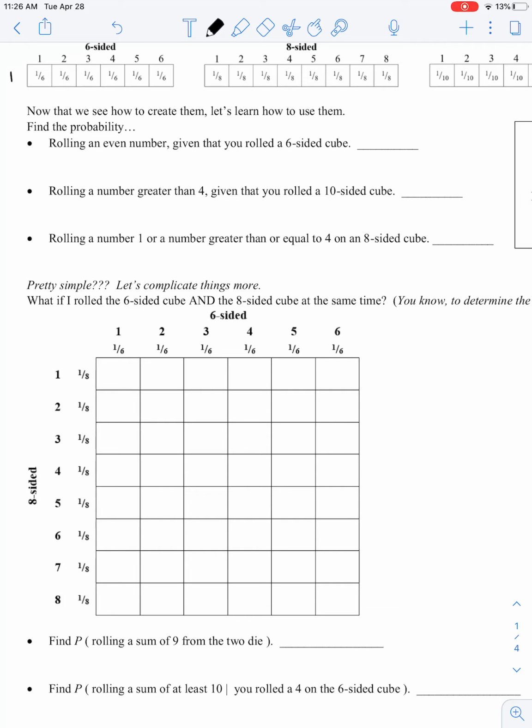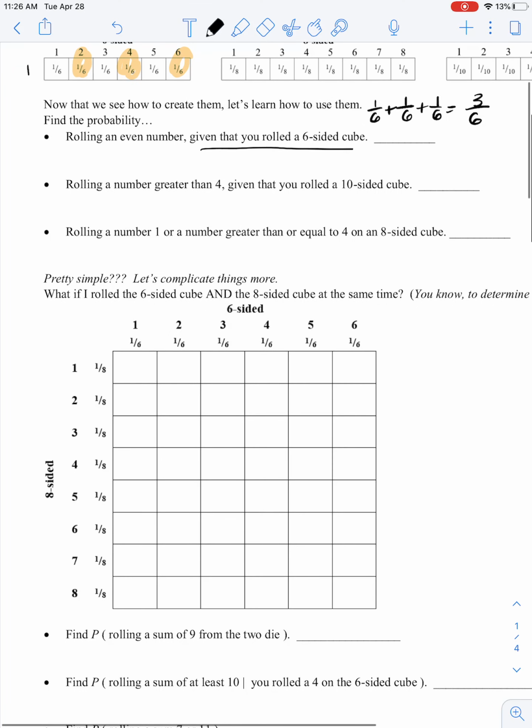Find the probability of rolling an even number given that you rolled a 6-sided cube. So let's go to our 6-sided cube and use the diagram to help us. Where are my even numbers? 2, 4, 6. So we're going to add those together. 1/6 plus 1/6 plus 1/6 is 3/6.